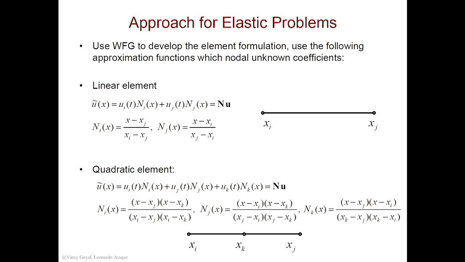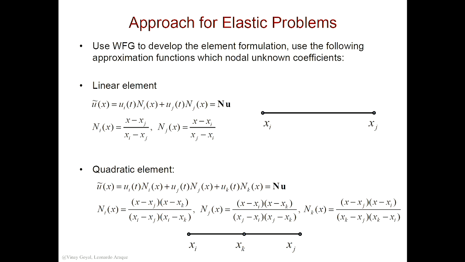Then I can also look at a quadratic element as an example. A quadratic element will have three nodal unknowns, okay, so I'll have three shape functions. And these shape functions, I'll put them in a matrix called N bold. And then these unknown quantities, one at either extreme and one in the middle, u_k, will go somewhere in the middle. It doesn't have to be right in the middle, it can be somewhere in the middle.